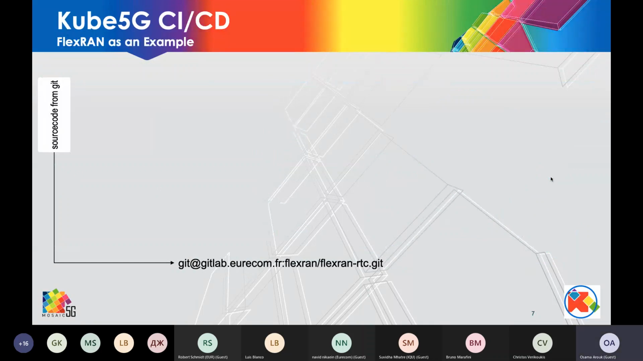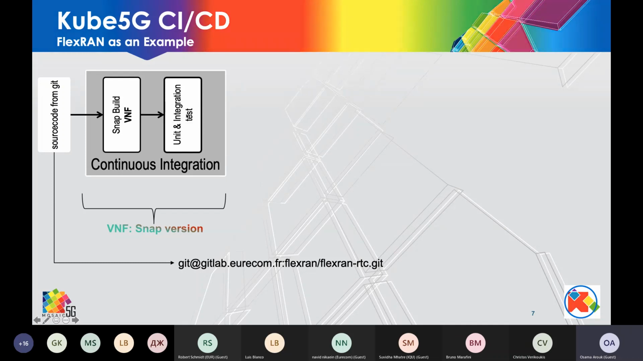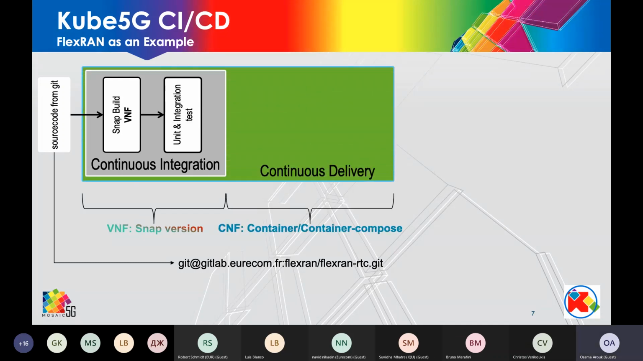Regarding the CI/CD process that we supported in Kube5G, in order to make it easy for you to understand, I provided an example with FlexRAN. So we have the source code, which we get from GitLab. We start with the first stage, which is continuous integration for building and testing the VNF function, where we take the source code, build the snap, which is a VNF function, and after that test it using a unit test. If everything is fine, we go to the next stage, which is continuous delivery, where the objective is to create the CNF and test it in a deployment test scenario.